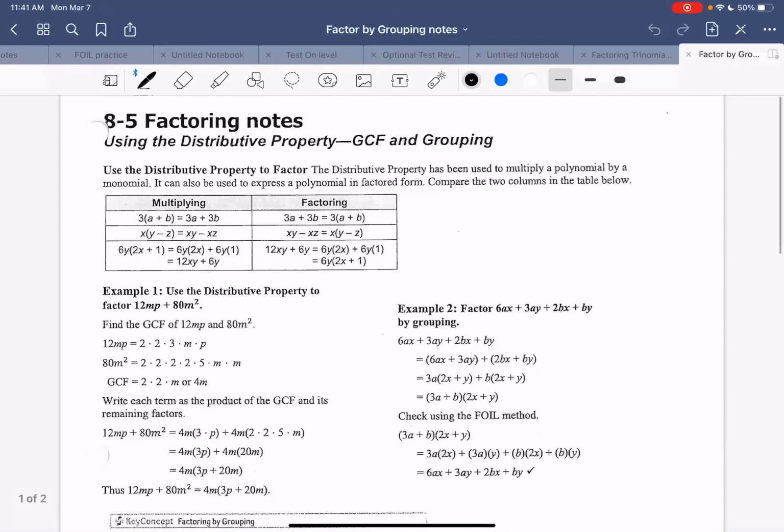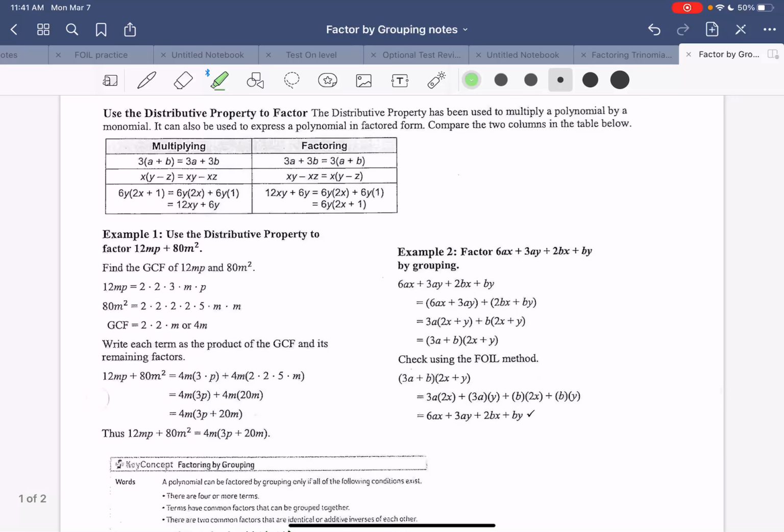Today we're going to be using the distributive property and using that to factor by grouping, which is a new concept that I know I have not taught this year yet. So here we go.